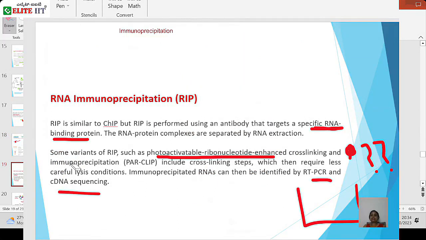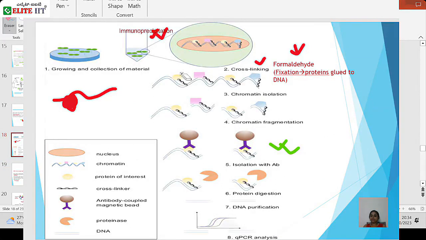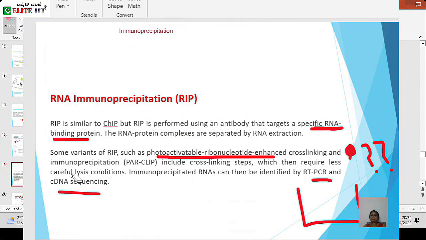Now next is the RIP, that is RNA immunoprecipitation. In RNA immunoprecipitation, whatever is done in the DNA precipitation, here also the same thing. But in this case, it is RNA specific protein. Initially, in ChIP, it was DNA binding protein. In case of RIP, we are studying RNA binding protein.